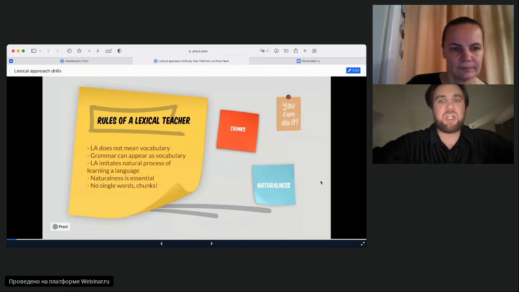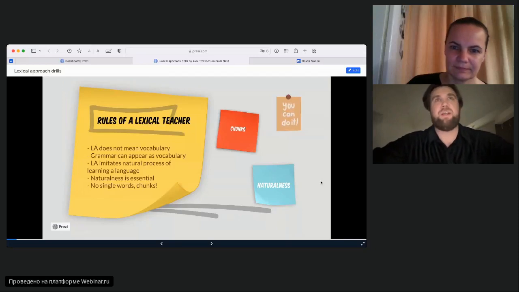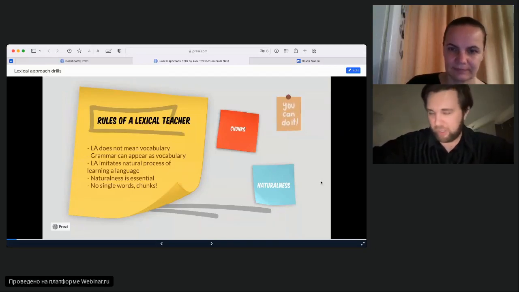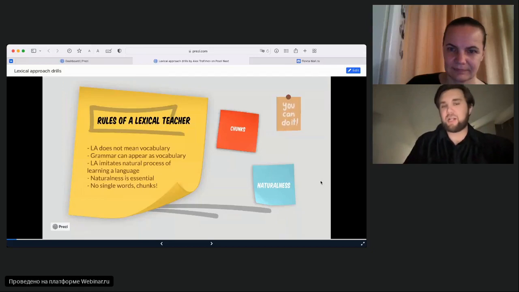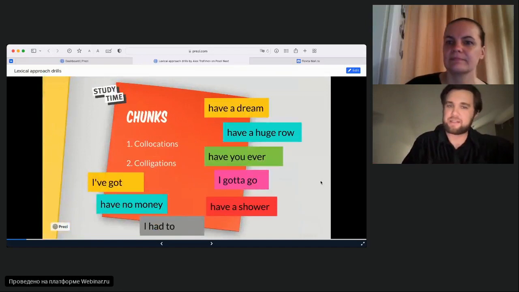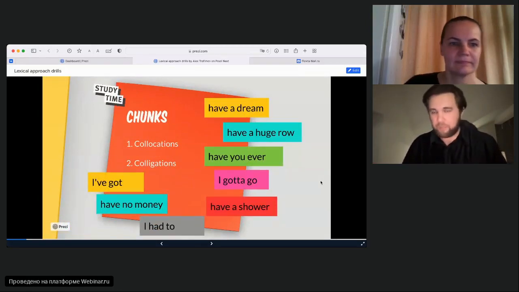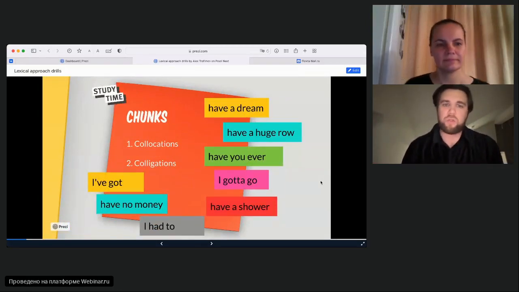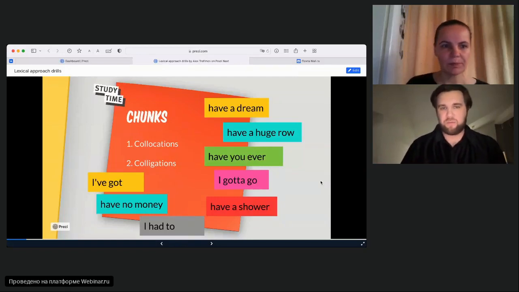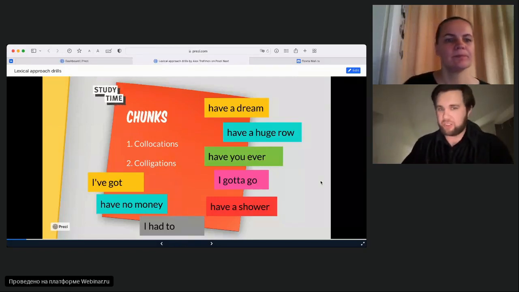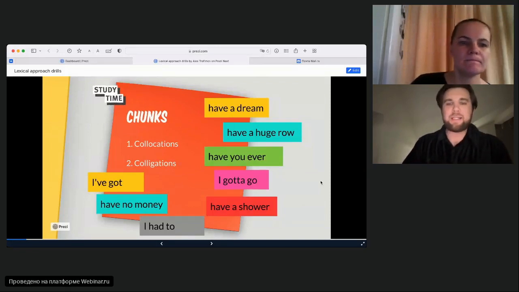No single words, chunks. This is, I think, the second most famous word which we associate with lexical approach: chunks, right? Chunks everywhere, only chunks. So I'm going to first speak about chunks. In chunks we can think of two main types of them, which are collocations and collocations. So now let's try to involve each other in the chat.